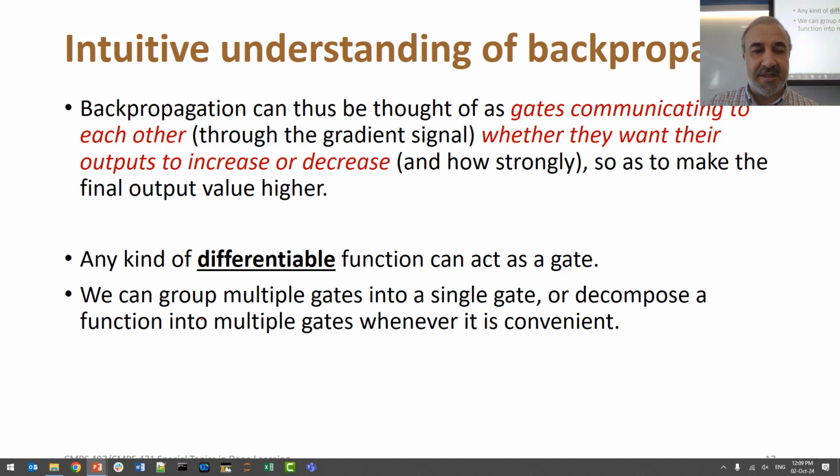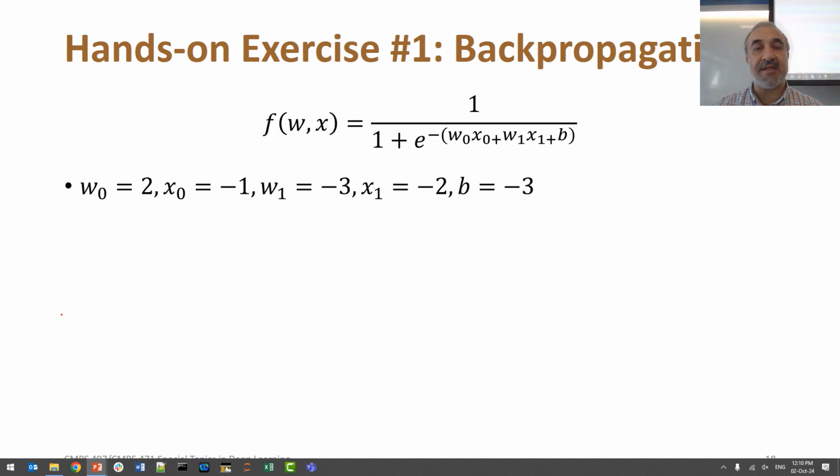And the other thing is that although in this simple example we had the gates at the very low level with very small, simple operations, we can also combine gates together. If we know that these three gates are represented by this function and we know the local derivative for that function, we don't need to actually decompose it into smaller ones. We can group together some of the gates, and that's what we will see inshallah in the second example.